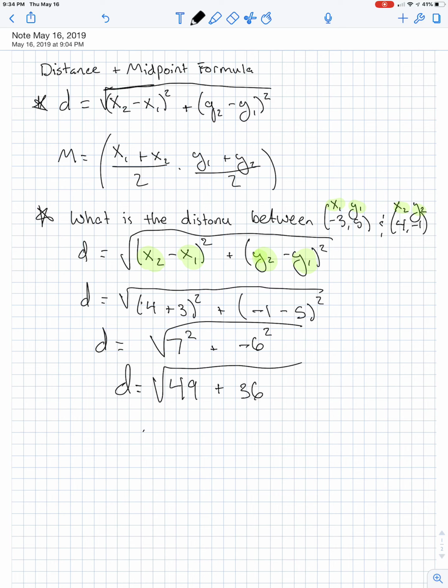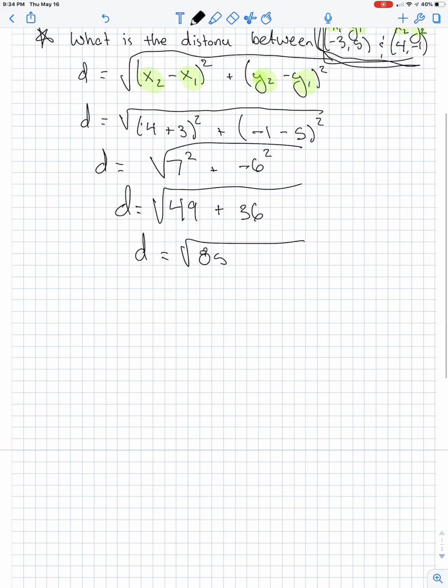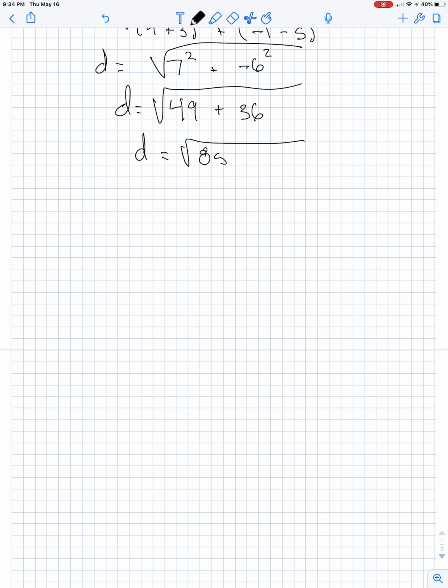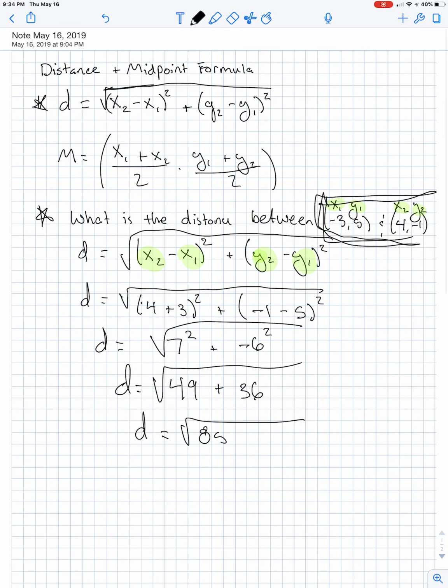So, and then your final answer is going to be d, the distance between these two points on a graph, is the square root of 85. And that's how you solve using the distance formula to find the distance between 2 points. So now what we're going to work on is using the midpoint formula and how to apply it.